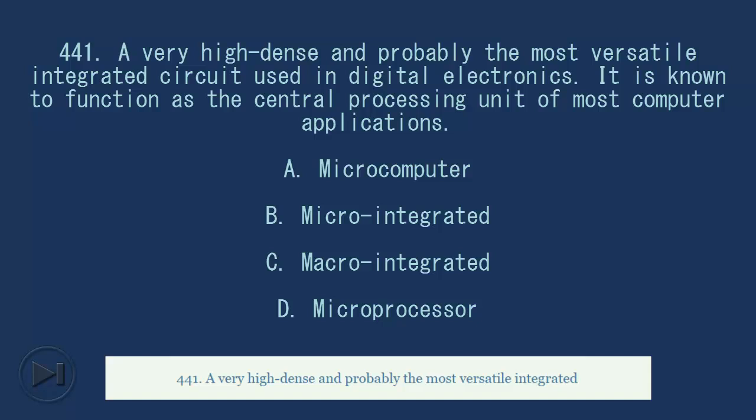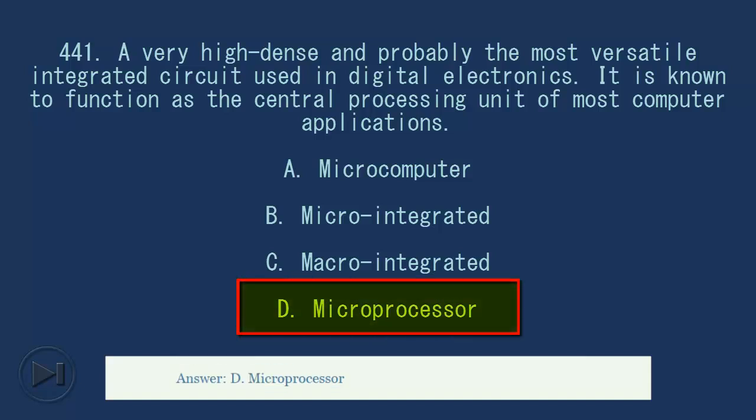441. A very high-density and probably the most versatile integrated circuit used in digital electronics. It is known to function as the central processing unit of most computer applications. A. Microcomputer. B. Micro-integrated. C. Macro-integrated. D. Microprocessor. Answer, D. Microprocessor.